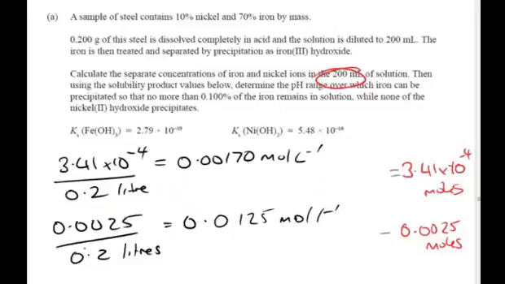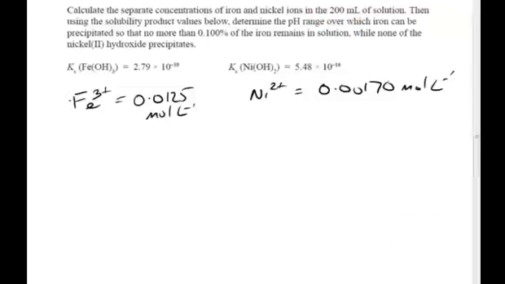Okay, and that's what I've done, just divided the moles by the volume, obviously remembering it's always in litres, and for nickel we get 0.0100170, and for iron we get 0.0125 moles per litre. So we've got those concentrations to start with, and now we need to apply that to the rest of the problem.